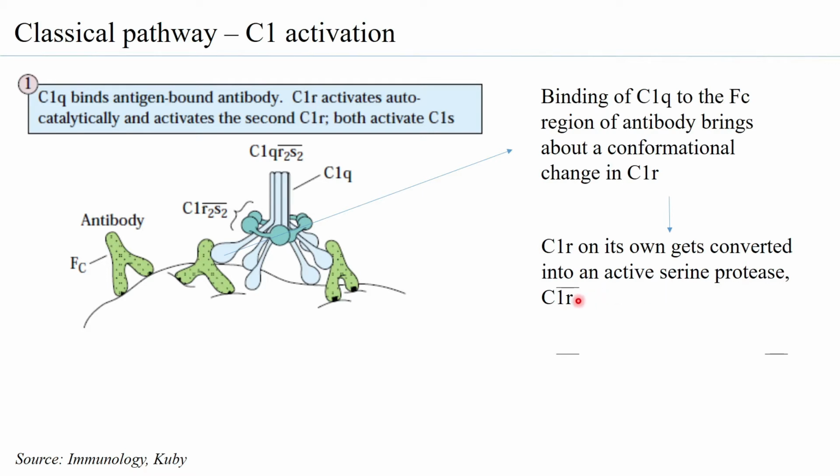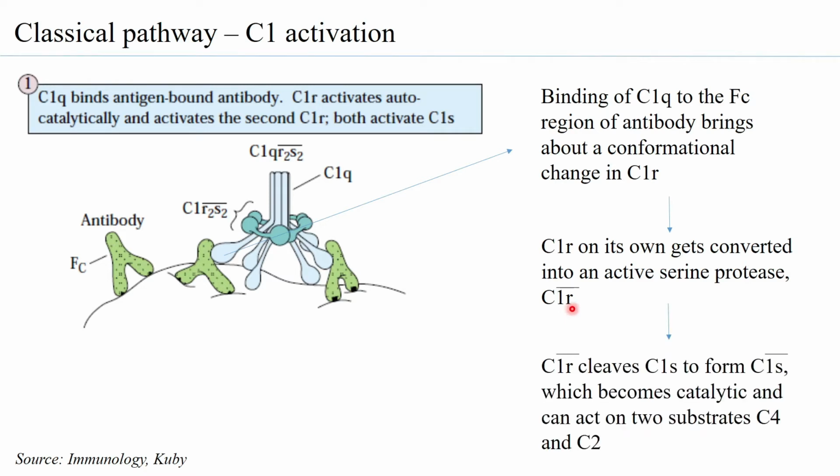Now, therefore, the C1R should have a substrate. So the C1R is now going to cleave C1S, which it is in very close proximity to. So C1S is the substrate for C1R. The cleaving of C1S by C1R leads to a change in the conformation of C1S, and now the C1S becomes catalytically active.